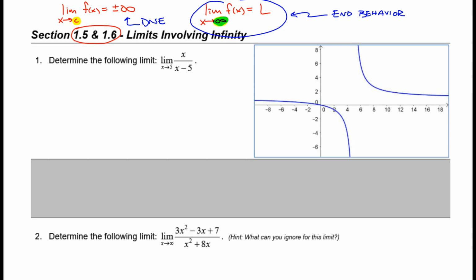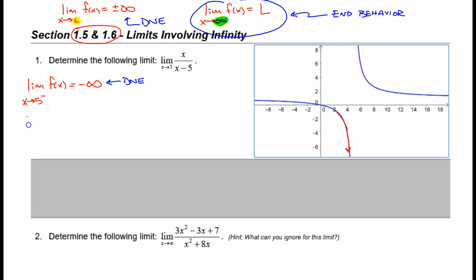So let's just look at question number 1. Determine the following limit: the limit of x divided by x minus 5 as x goes off towards 5. And we can clearly see in the graph that we have behavior going off towards negative infinity here and off towards positive infinity here. So if I were to write that limit statement, it would look something like this. The limit of f of x as x approaches 5 from the left. As we approach x equals 5 from the left, this goes off towards negative infinity. And we know that that means the limit does not exist.